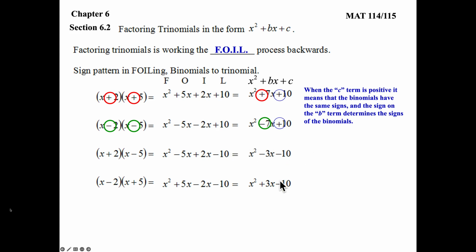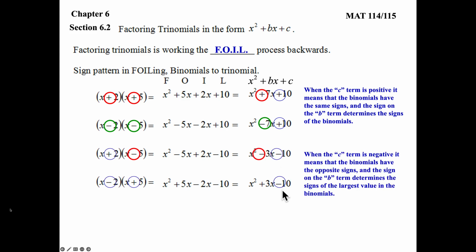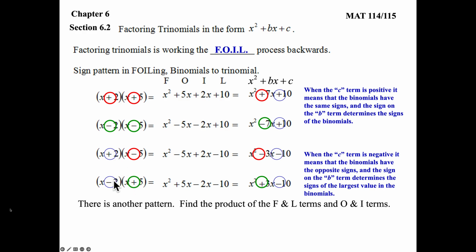Next, if we have a minus constant, that tells me to look at the signs of my binomials: both signs in my binomials have to be opposite, a plus and a minus or a minus and a plus. Now, the b term is going to tell you the sign of the bigger number. So here, since b is minus 3, then between the 2 and the 5, the 5 has to carry the minus. And if my b has a plus, then the 5 carries the plus sign, and the smaller number gets the opposite sign.